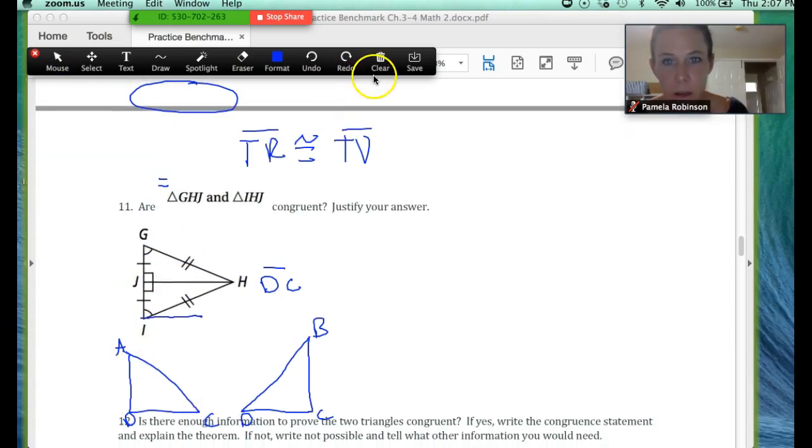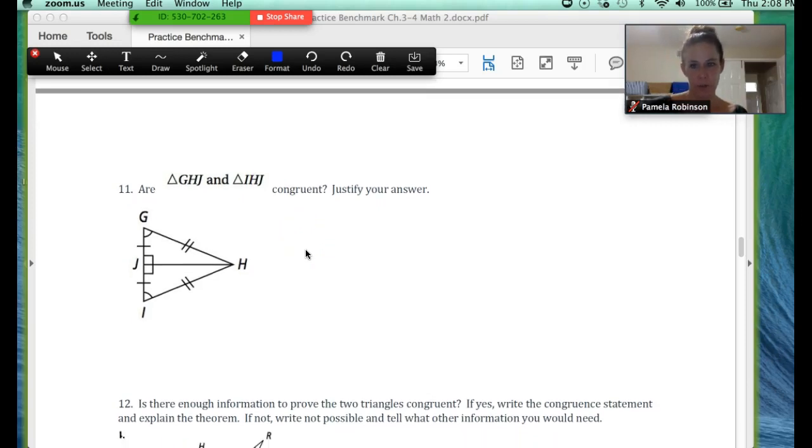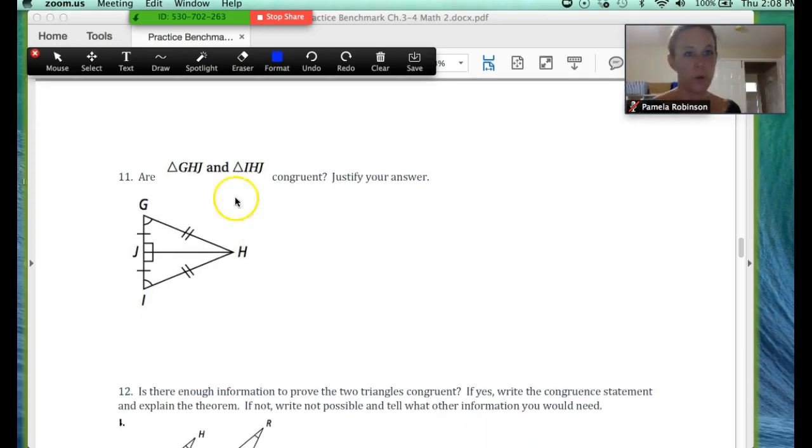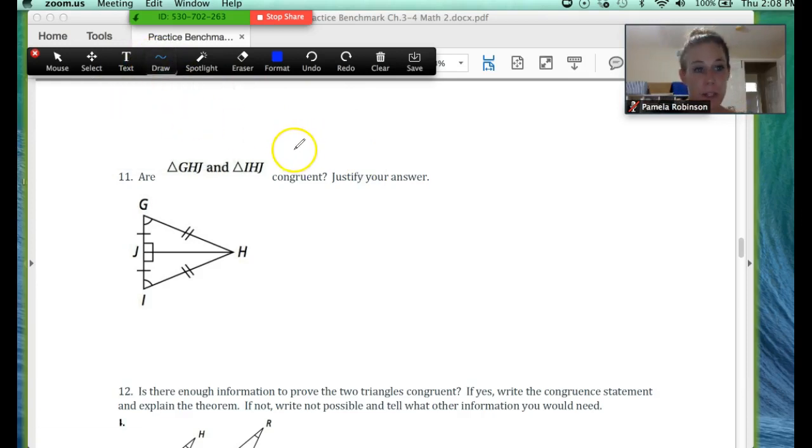All right, on to the next. Number 11, let's clear that off. Are triangles GHJ and IHJ congruent? Justify your answer. Well, how could I show these triangles are congruent? What does justify my answer mean? Justify my answer means give me a reason they're congruent. Why are they congruent? Angle, side, hypotenuse leg, all the parts are congruent, so the triangles are congruent.